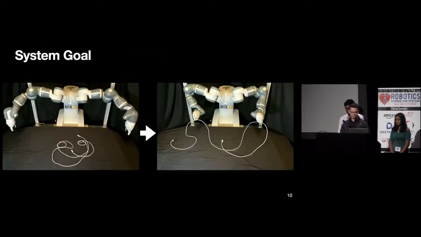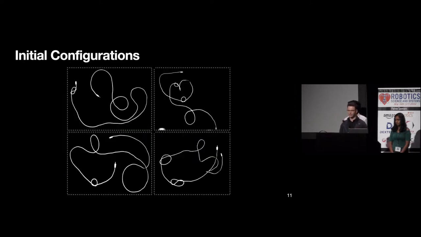So the goal of our system is to produce a system which can go from a cable state on the left, which is tangled with knots, and unknot it into a nice state on the right. So for some intuition on what some initial configurations look like, here are some visualizations.